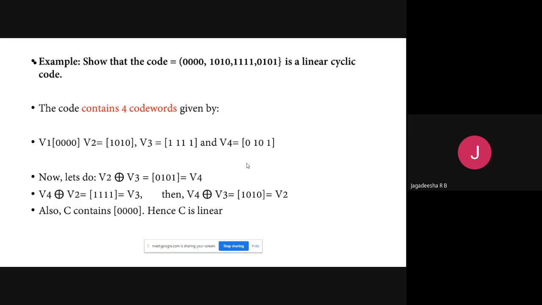Can this be mapped to the original set? Then it's a linear code. Okay, we will see that. We just need to verify that.